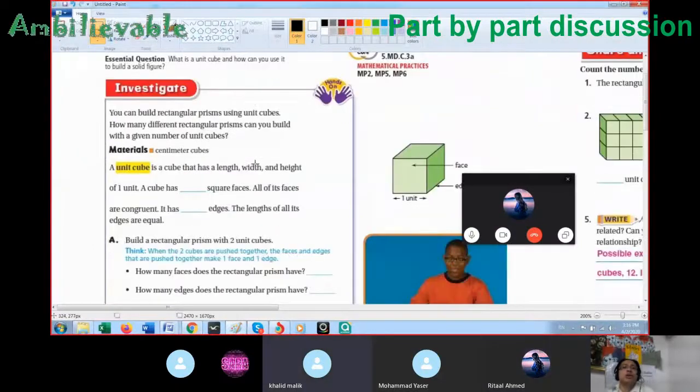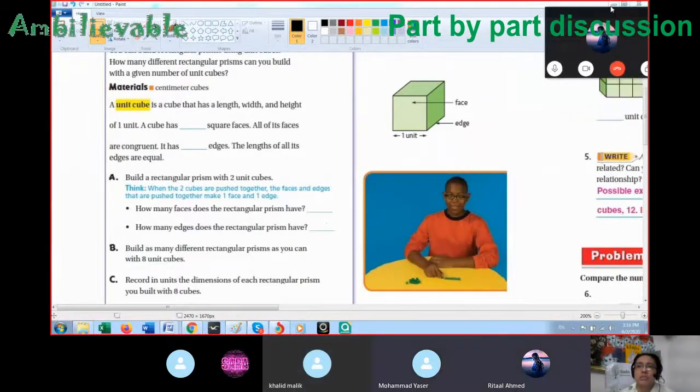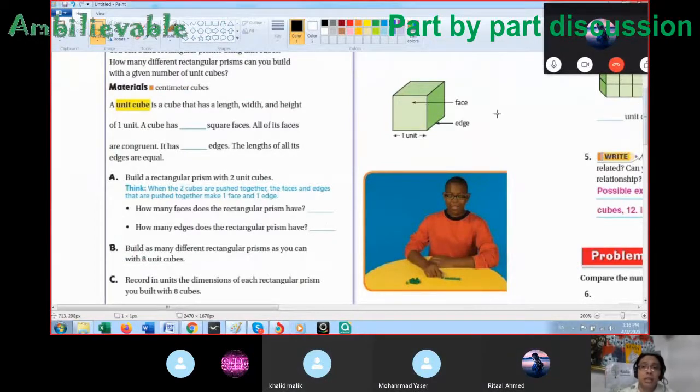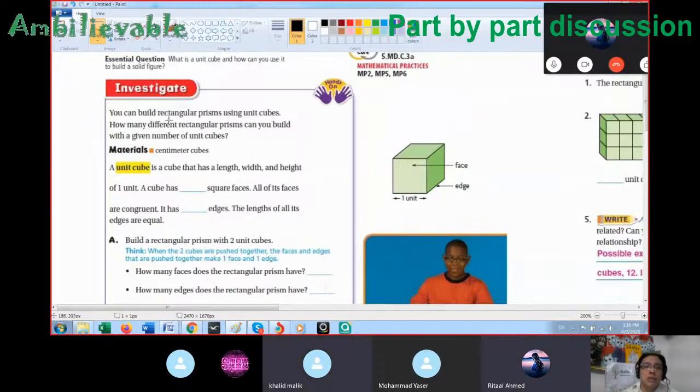Okay, look at this one. So all of you have your book, okay? So this one is what we call the solid figure, okay? The prism. You can build a rectangular prism using unit cubes. How many different rectangular prisms can you build with a given number of unit cubes? Okay, when we talk about unit cubes, yes.